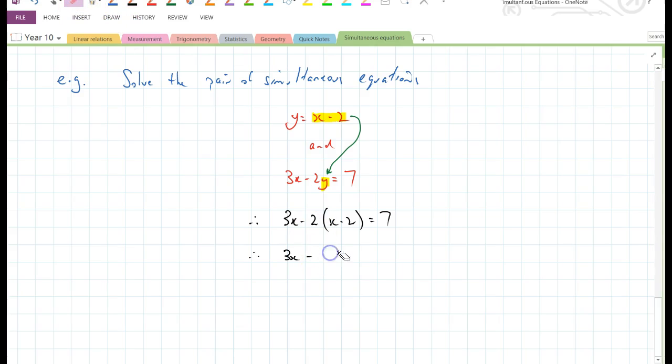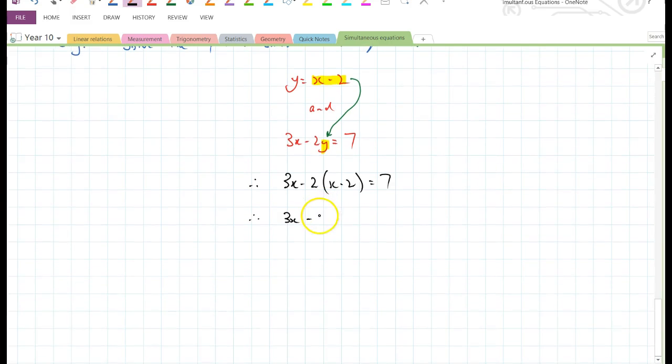Now the best way of learning from these screencasts is to use the pause button a lot. Pause, go back, do the question yourself. So if you could do that now, pause it, finish this off, and then you can check your solution. Great way of getting some instant feedback. 3x minus 2x plus 4 equals 7. So therefore x plus 4 equals 7, and x is equal to 3.